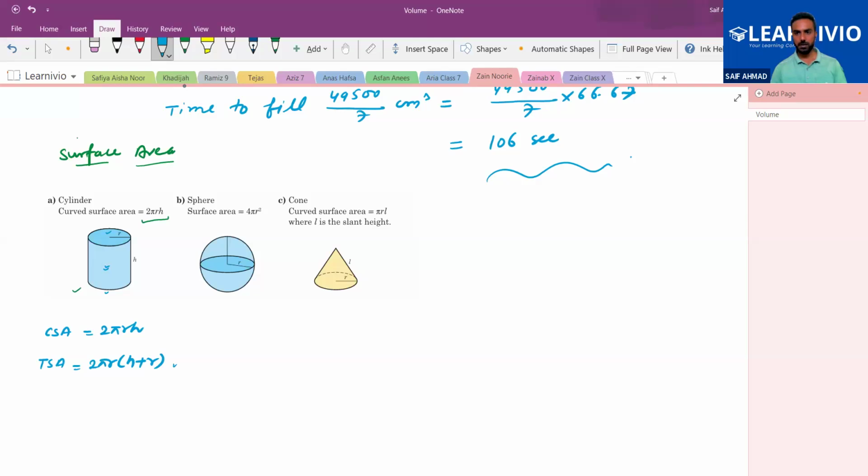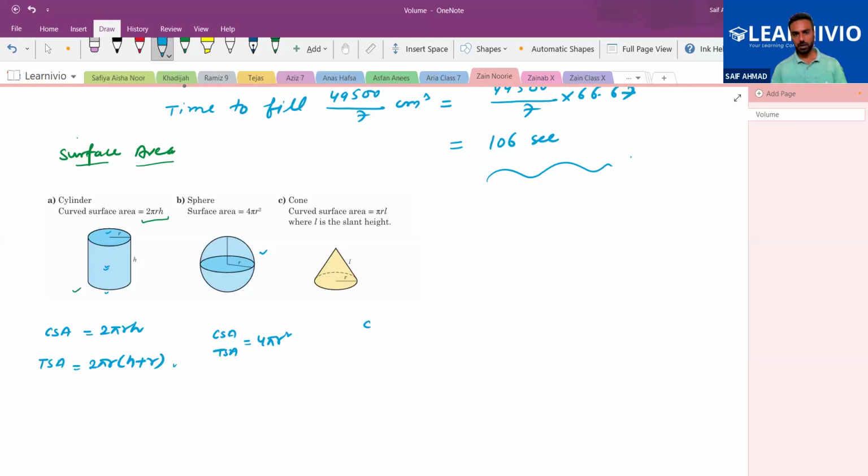So it will be 2 pi r (h plus r). Understood? This is the total surface area. Now, for a sphere, the curved surface area and the total surface area are equal because it has only one surface, which is curved. So it will be 4 pi r square.